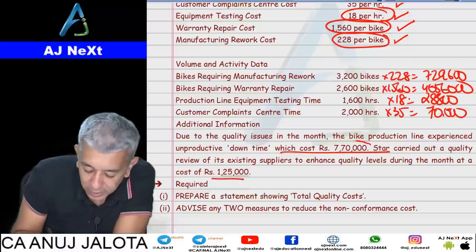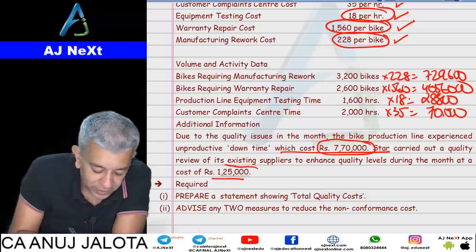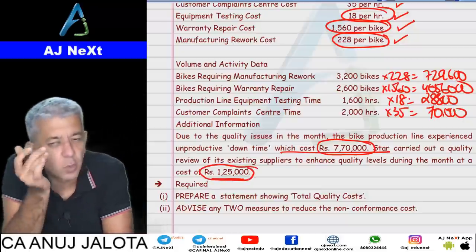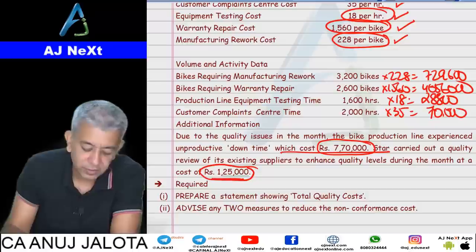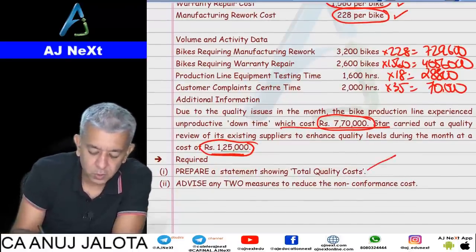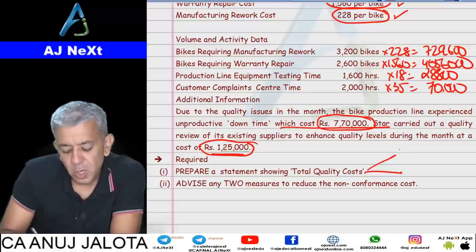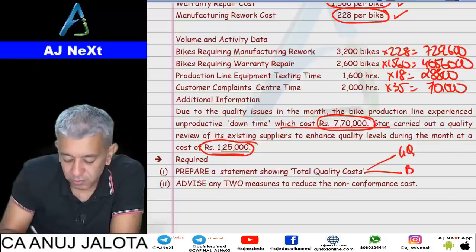तो एक डाउन टाइम हुआ जिसकी वजह से इतना खर्चा हुआ, और एक सप्लायर लोगों का रिव्यू वगैरह करवाया कि कौन से सप्लायर्स डिलीवर गुड मटीरियल और सो ऑन, वो 1,25,000 का था। प्रिपेयर अ स्टेटमेंट शोइंग टोटल क्वालिटी कॉस्ट। सो आई थिंक टोटल क्वालिटी कॉस्ट शुड बी ब्रोकन अप, आई गेस, इन टू: कॉस्ट ऑफ गुड क्वालिटी, कॉस्ट ऑफ बैड क्वालिटी.